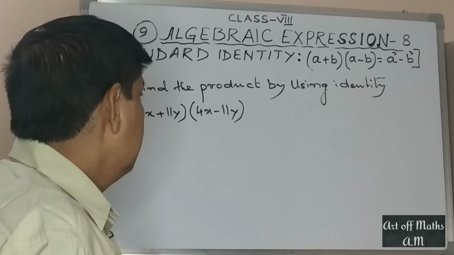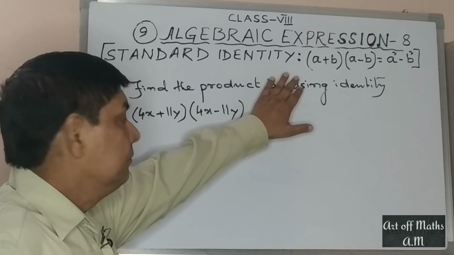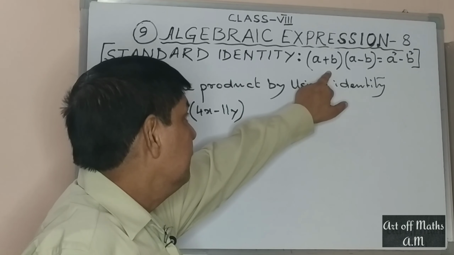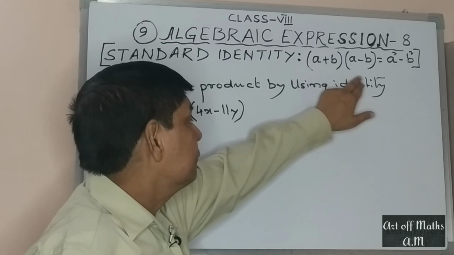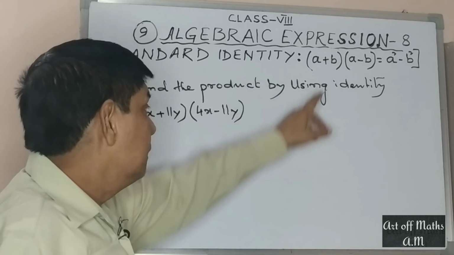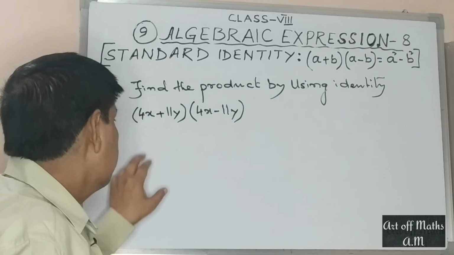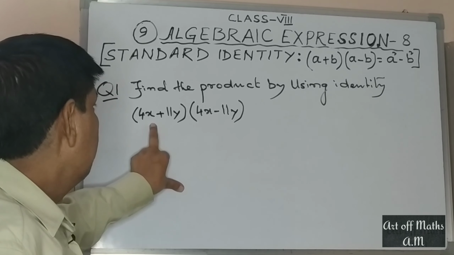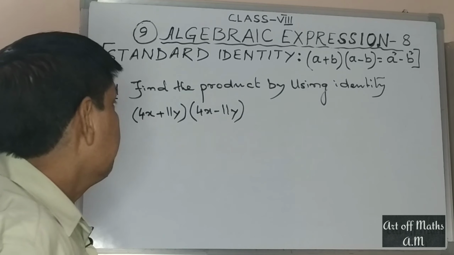Today we will solve some questions based on standard identity 3, that is (a plus b) into (a minus b). These two are the factors of this expression, a square minus b square. On the basis of this identity we will solve some questions. First question, find the product by using the identity: (4x plus 11y) into (4x minus 11y).